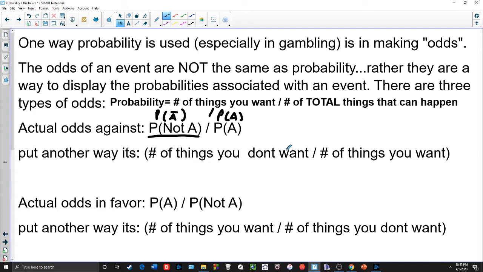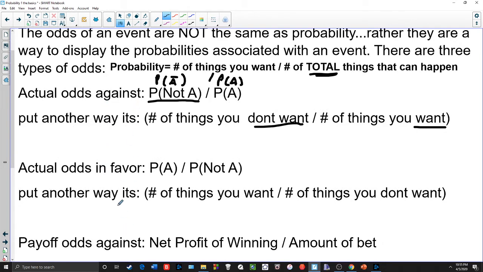Now, to put it another way, it's the number of things you don't want to the number of things you do want. And notice how it's a slight difference from probability. Probability is the number of things you want over total. Odds, in either form, do not have total in them. So odds do not concern themselves with the total number of outcomes. They're always split between things you want and things you don't.